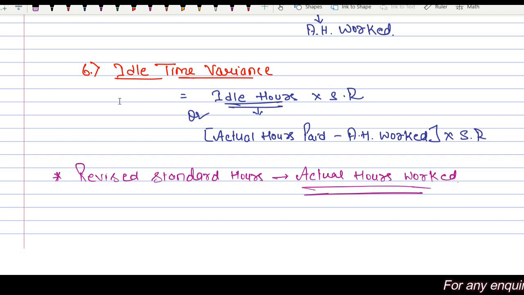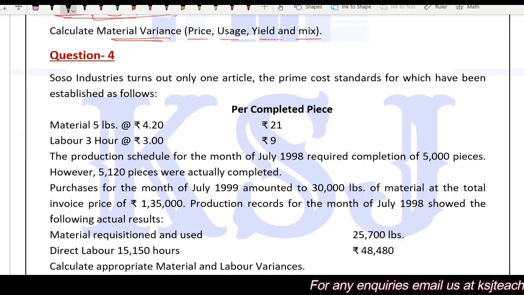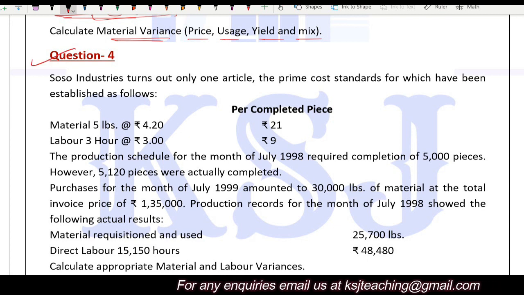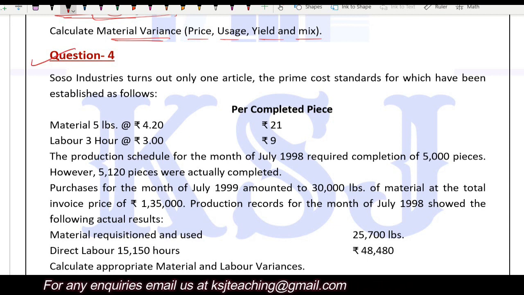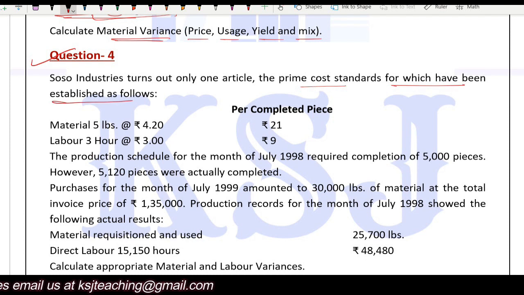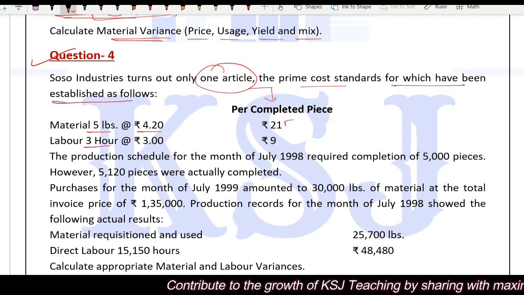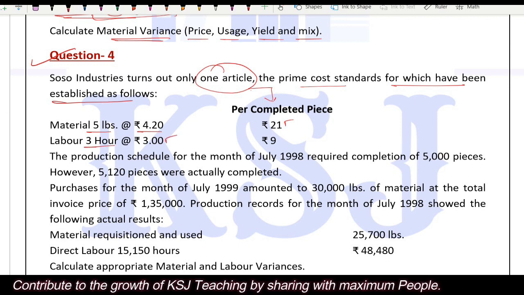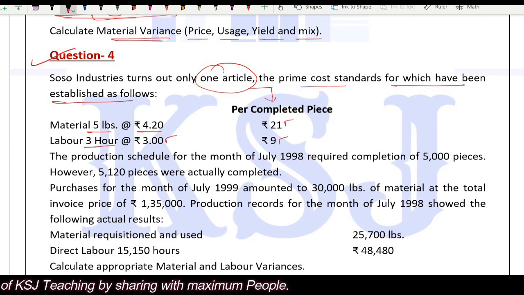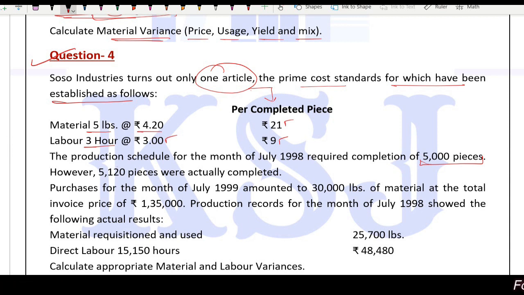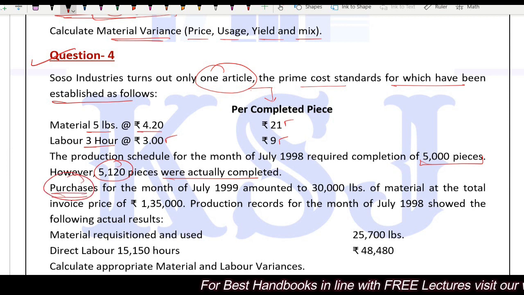Okay, so let's do a practical problem. Question number 4. Industries turns out only one article, the prime cost standards for which have been established as follows. For 1 unit, the standards are: material 5 units at 4.20, standard price is 21, labor 3 hours at 3 per hour, 9 rupees. The production schedule for the month of July 1998 required completion of 5,000 pieces, whereas the actual production was 5,120 pieces.